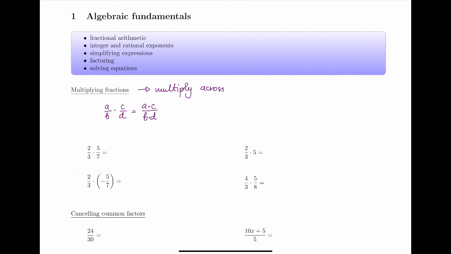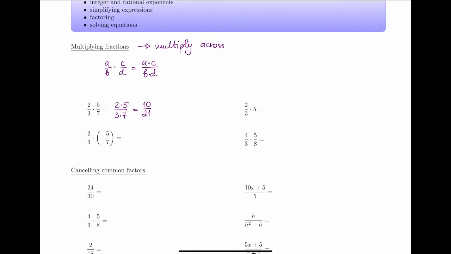So our first example here, 2/3 times 5/7. I will have 2 times 5 multiplying across the numerators, 3 times 7 multiplying across the denominators, or altogether 10/21. If you have a negative in front of the fraction, you can decide to move it into the top or the bottom, but not both. So here, this is equivalent to saying that it's 2/3 times -5/7, which then allows me to once again multiply across as before, so -10/21.